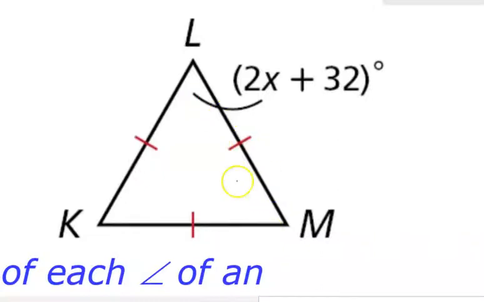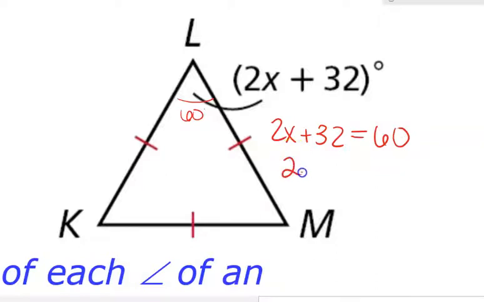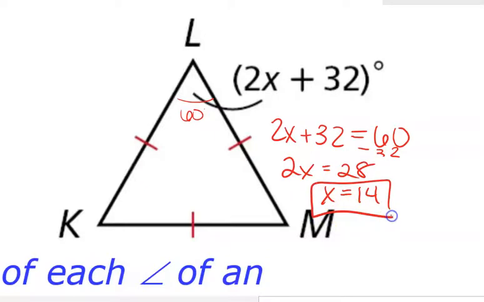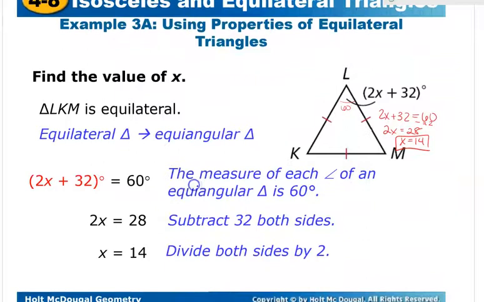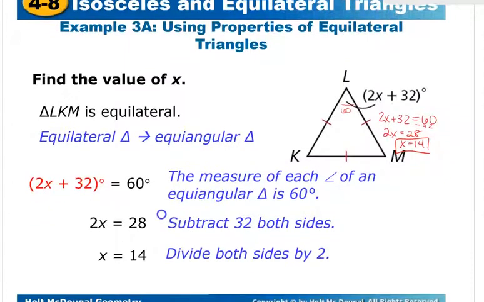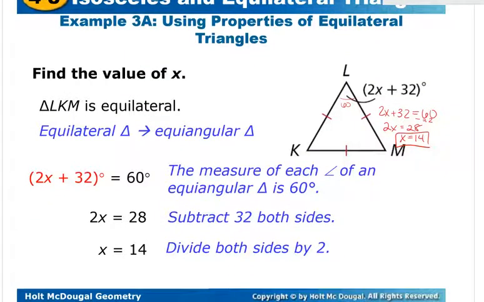Now, instead of setting this equal to itself, that's not going to do anything. I know that this angle is going to equal 60 degrees. So if I'm trying to find x, I can do 2x plus 32, and it's going to equal 60 degrees. And now I can solve. Subtracting 32, I get 28, and I get x equals 14. So never try to set it equal to itself if it's the same number. You're not going to get anywhere because it's going to cancel everything out. So just make sure you set it equal to something that you know, which is 60 degrees.